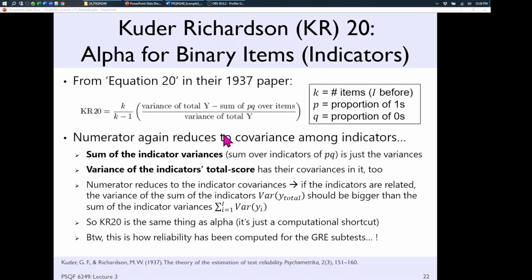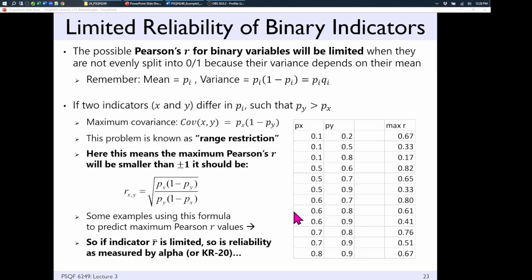It relies on the same information: means, variances, and covariances. Because the variance is determined by the mean in binary data, you can shortcut the formula. It's the same thing, though. And this is how reliability is computed for the GRE subtests, the last time they had documentation on their website. I've also seen it in several other standardized test documentation systems.